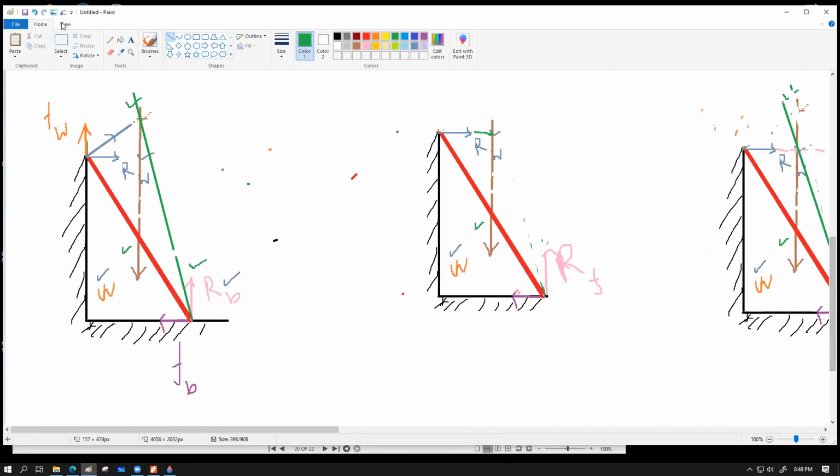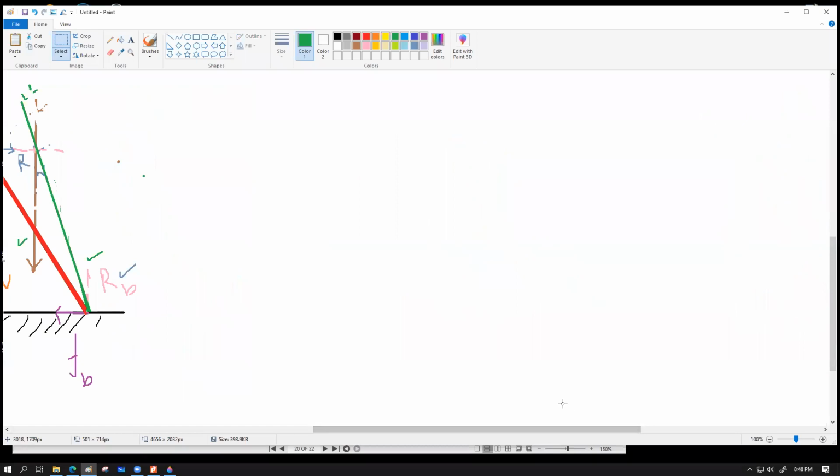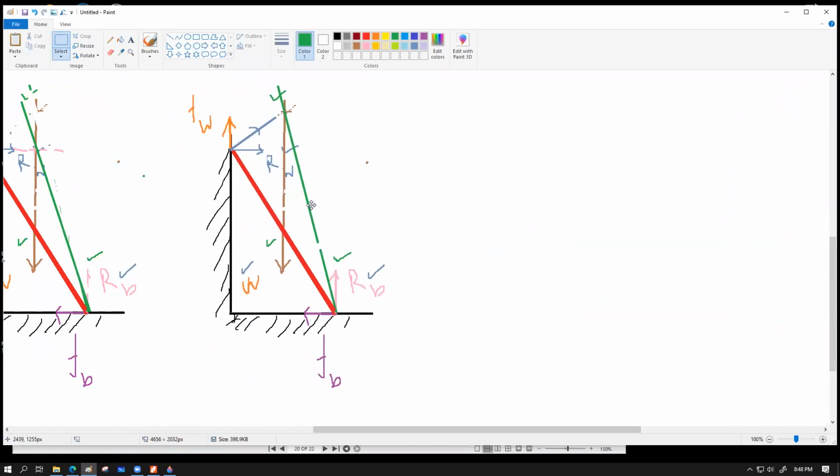I'm going to copy this all up. So let's say I'm going to edit this figure in a way that I consider that the wall has friction, but the floor does not have any friction.